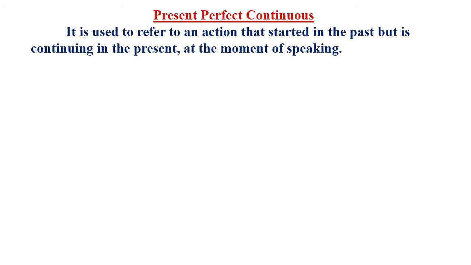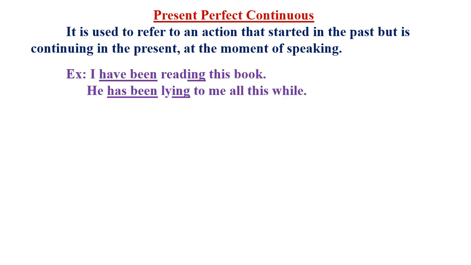Present perfect continuous tense. We use the present perfect continuous tense to talk about an action that started sometime in the past but is still continuing in the present at the moment of speaking. Look at the following example. I have been reading this book. The action of reading the book may have started sometime in the past, maybe a week ago, but the action is still going on. So we say that in the present perfect continuous tense.